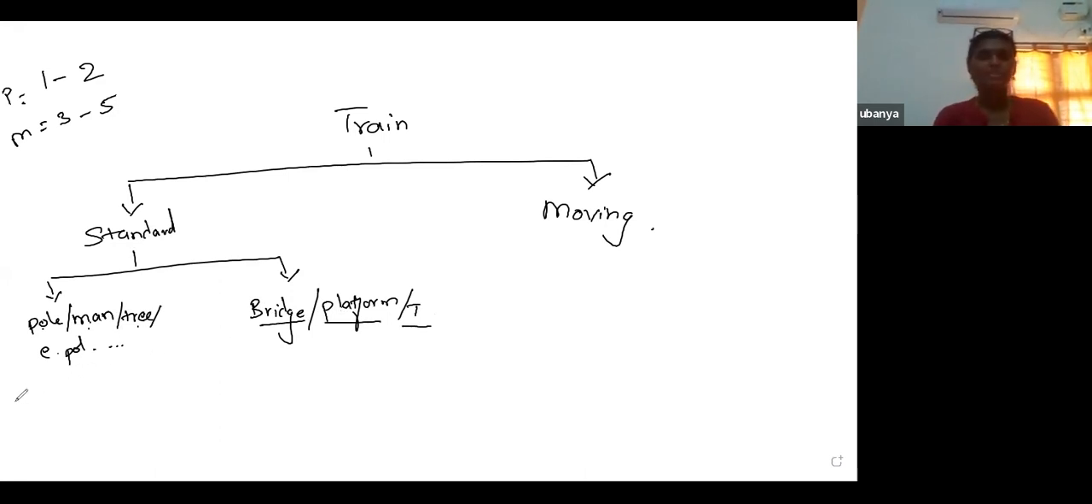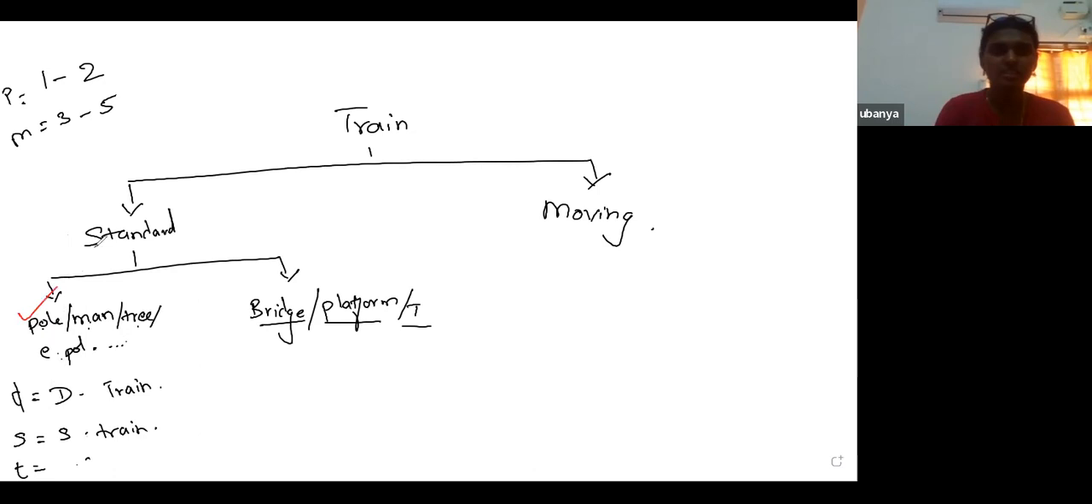So how do we see this? The formula changes a bit. The distance would be the distance of the train, the speed would be the speed of the train, and the time would be the time taken by the train to cross a pole, man, or tree. This portion is a bit easier for us to understand.